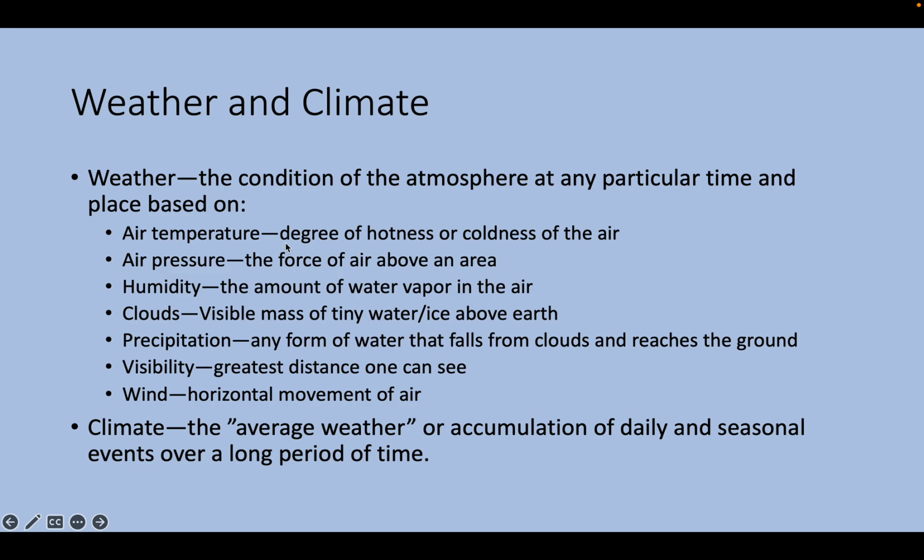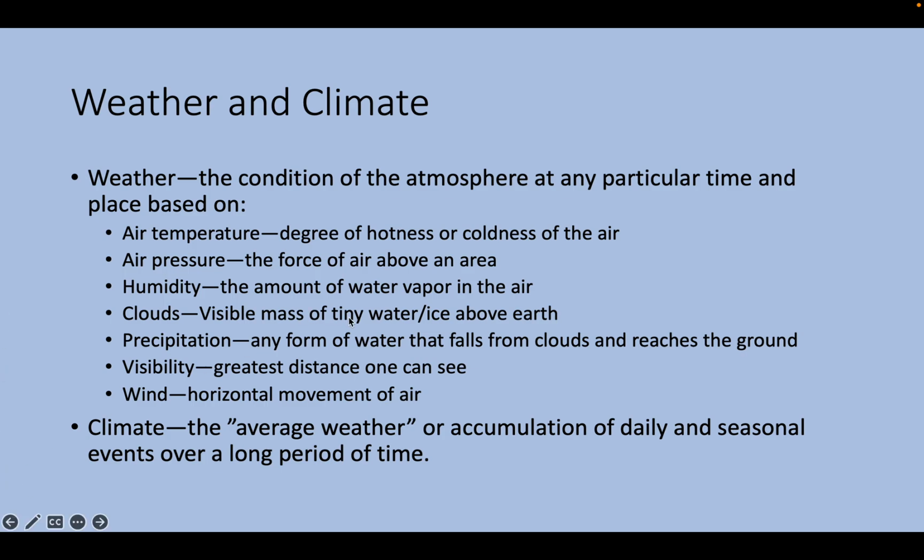Air temperature is just how hot or cold it is. Air pressure is the force of the air above an area. So we talked about that in a previous lesson. Humidity is the amount of water vapor in the air. Here in Iowa, it gets hot, it gets humid because there's a lot of water vapor, and that's what can cause our heat indexes to end up being higher because that water vapor makes it feel hotter than it is.